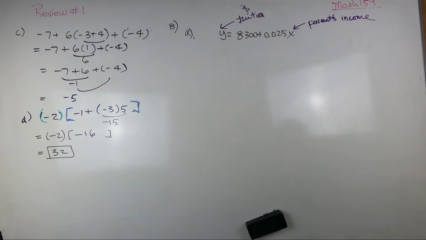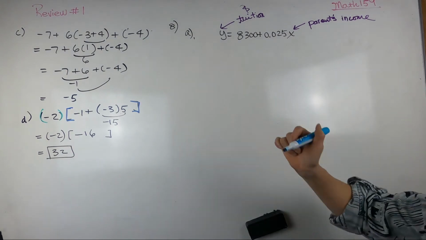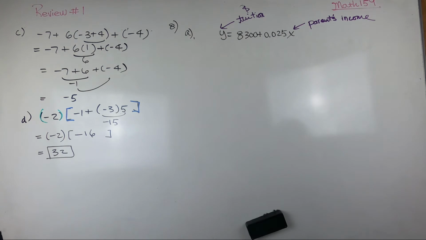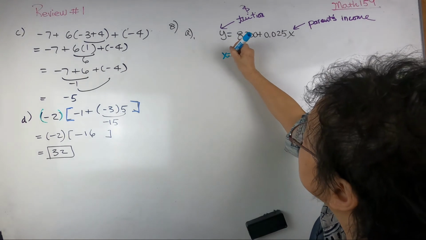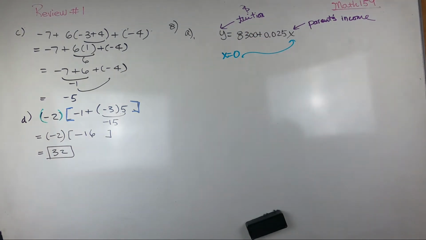Okay? So first question, it says, what is the best prediction for the tuition for the students whose parents earn no income? Just happen, okay? If they do business, then they spend all the income to run the business. Then on the tax return, they will show no income. No income with what? Parents' income means what? Your X is 0. Right?